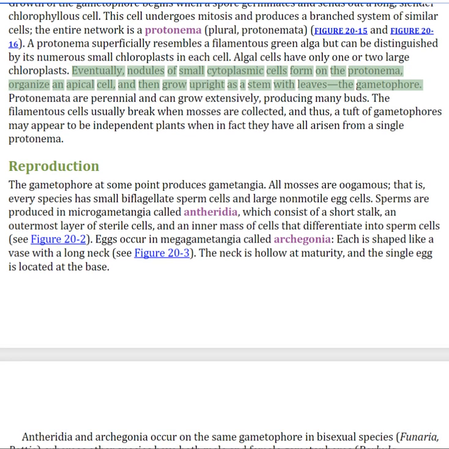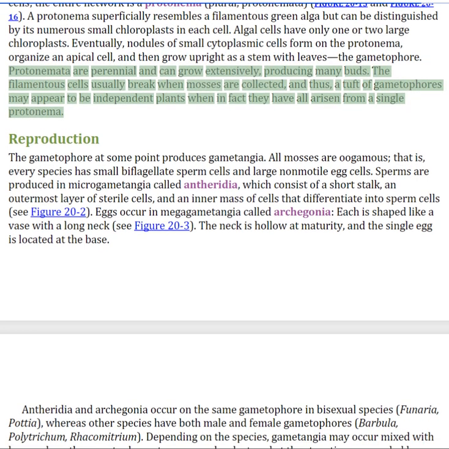Eventually, nodules of small cytoplasmic cells form on the protonema, organize an apical cell, and then grow upright as a stem with leaves, the gametophore. Protonemata are perennial and can grow extensively, producing many buds. The filamentous cells usually break when mosses are collected, and thus, a tuft of gametophores may appear to be independent plants when in fact they have all arisen from a single protonema.